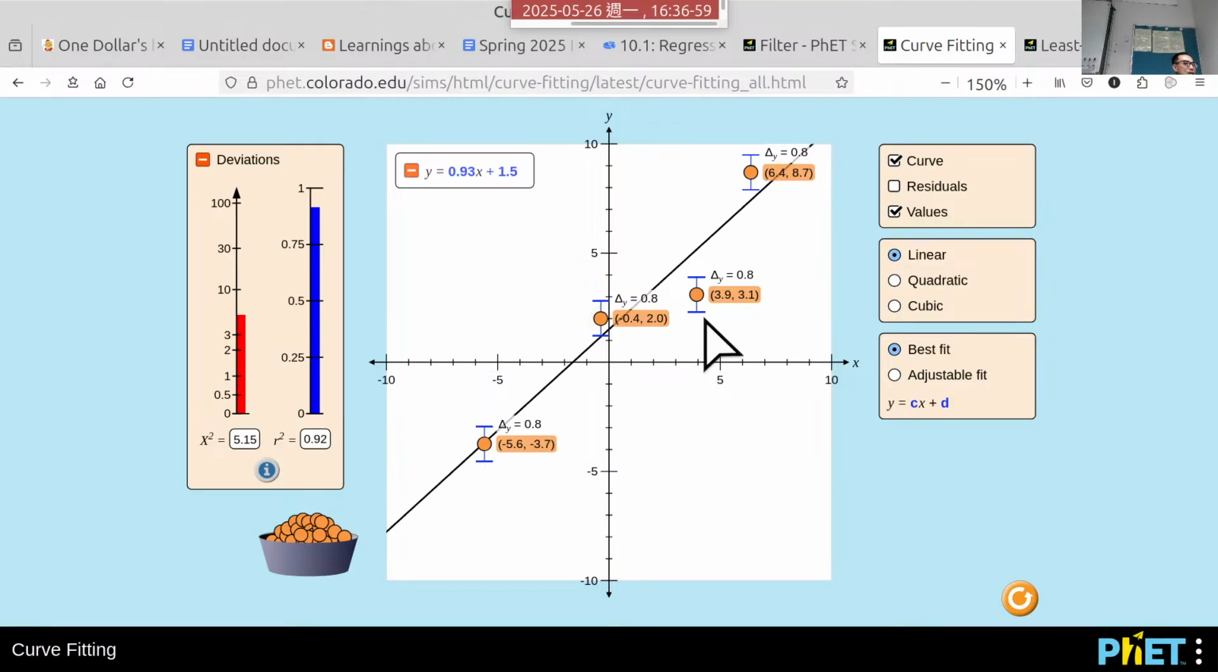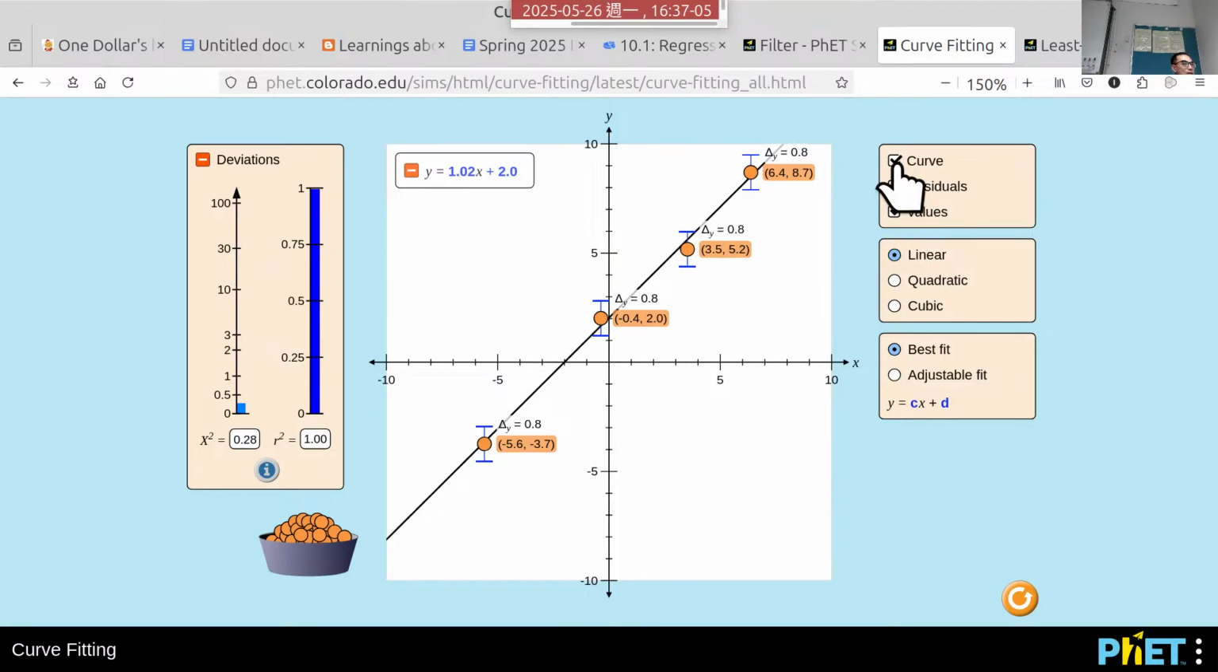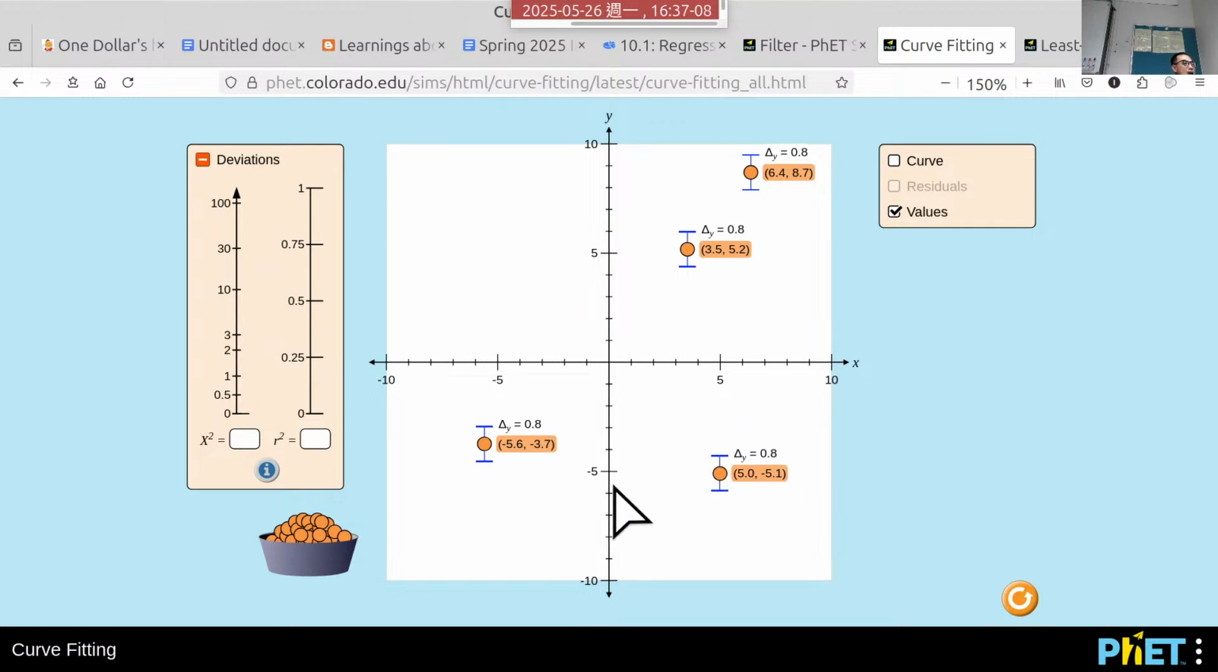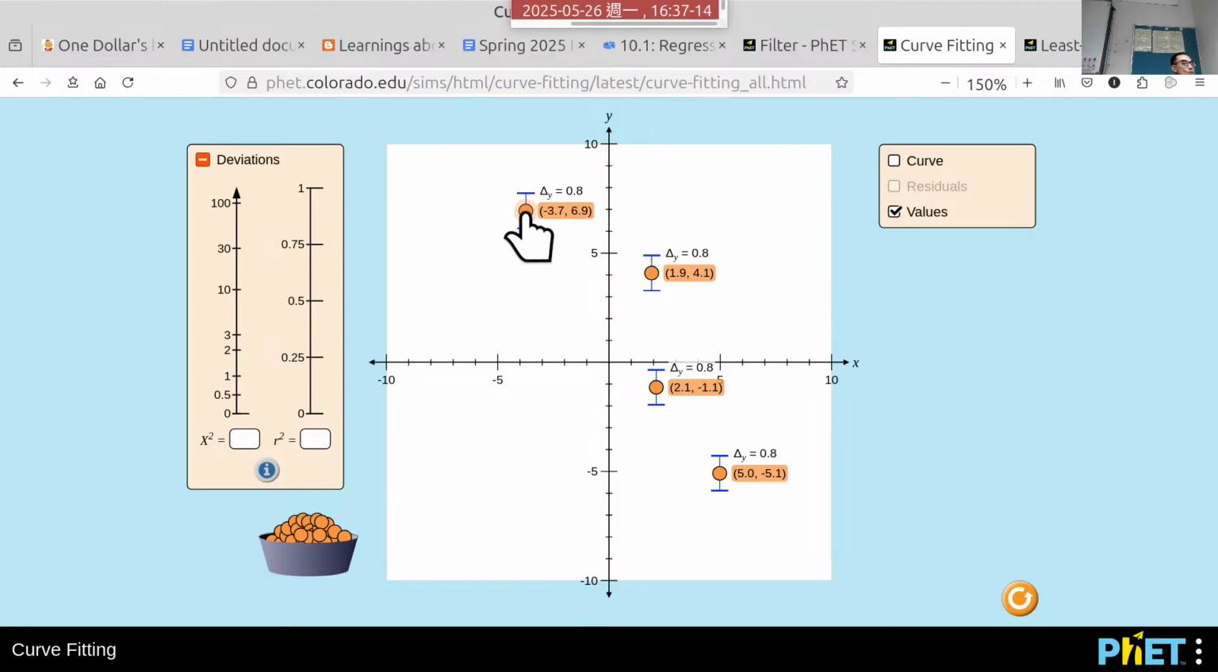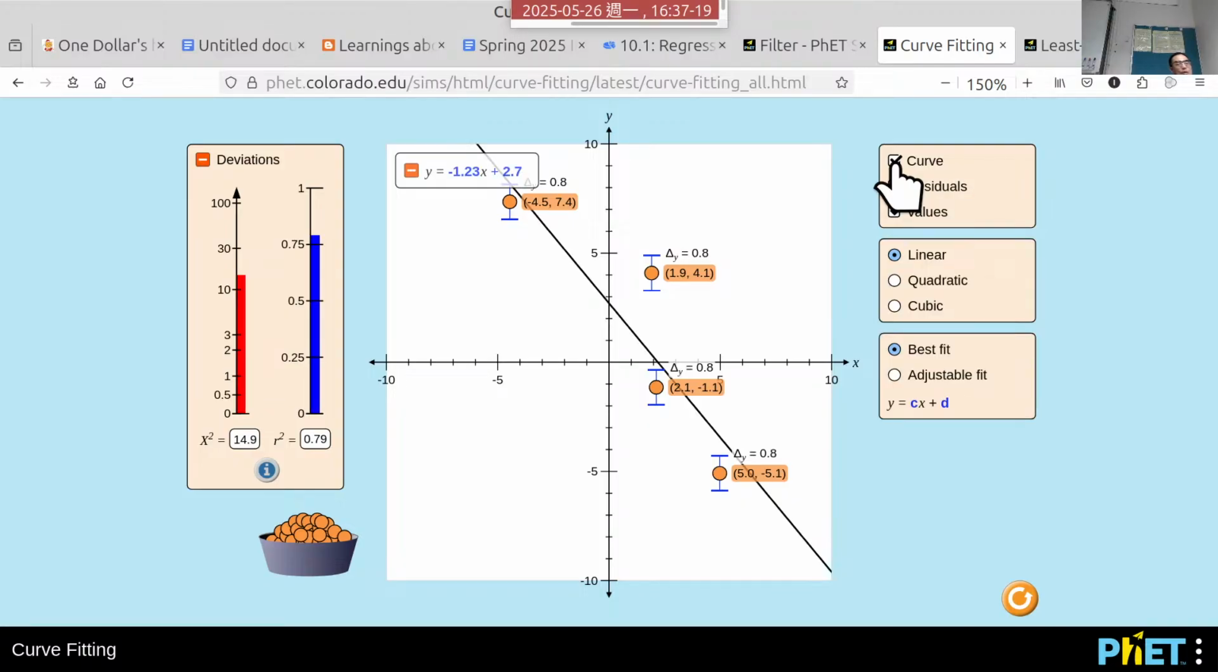But if the spots are scattered close to a line, for example, if I have some data about x, y, it looks like this, and I check the curve, the computer calculated the best fitting line as the black line. It looks like this, and we get chi-square 14.9. For this number, the smaller the better. For the R square value, the larger the better.